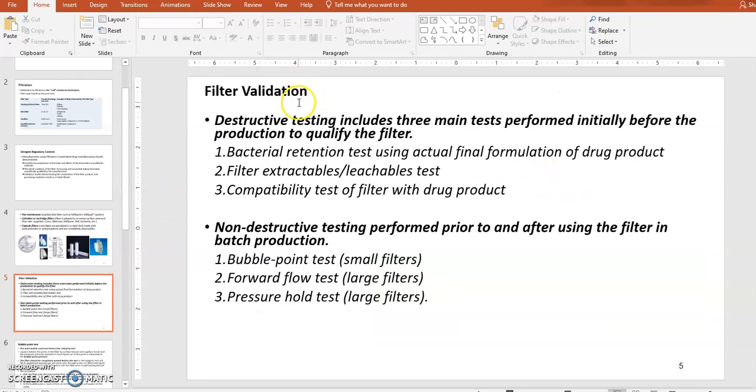Then how do you validate your filters before you use them? Like I said, the FDA says it's your responsibility to validate and demonstrate the efficiency. So you have to do your testing and document the result of the testing.